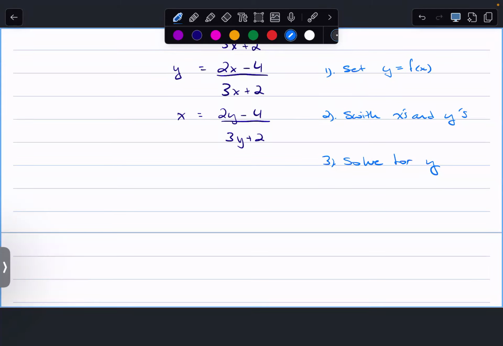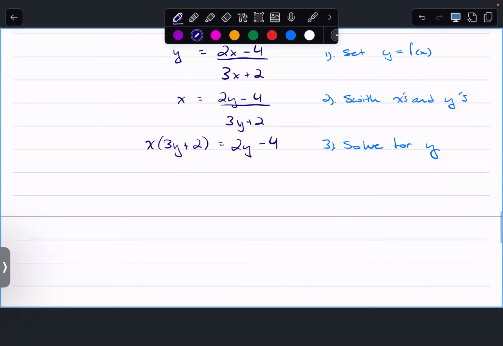I think the easiest way to solve for y here is to cross multiply again, right? And so we've got x times 3y plus 2 is 2y minus 4. Expanding this thing, I get 3xy plus 2x is 2y minus 4.